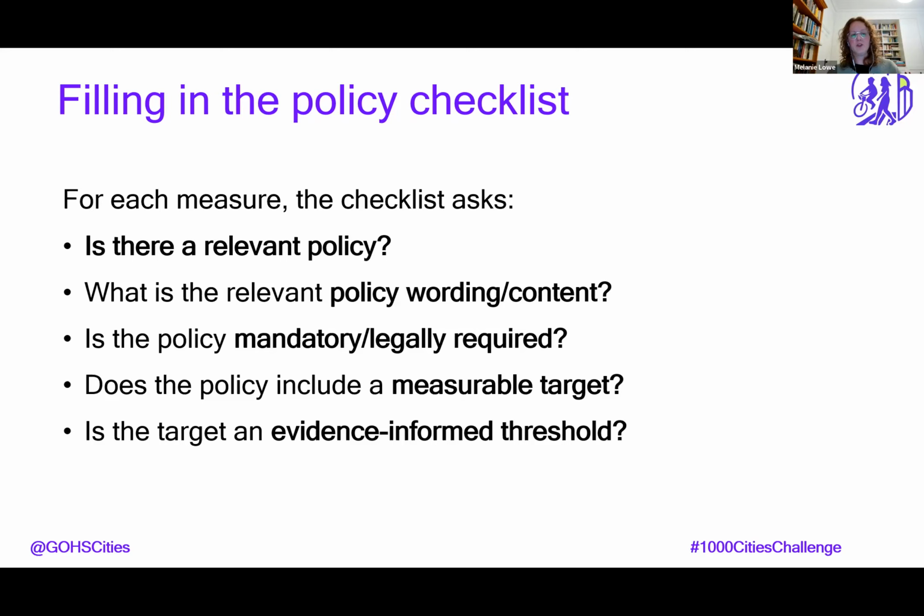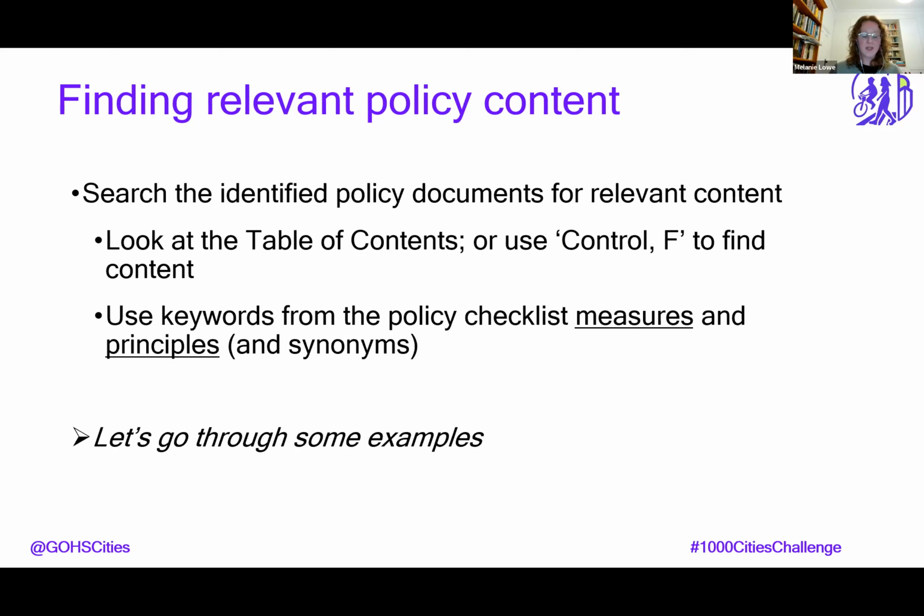And lastly, is that measurable target an evidence-informed threshold? Here we're looking for whether the target is consistent with reasonably well-established or firmly established evidence on what is required to create healthy and sustainable built environments. So to fill in the checklist, you'll need to delve into the policy documents and look at their content and extract relevant information and detail. So how do you actually go about that? People on the call might have other ideas, but I'm just providing a few tips here. Documents can be very long.